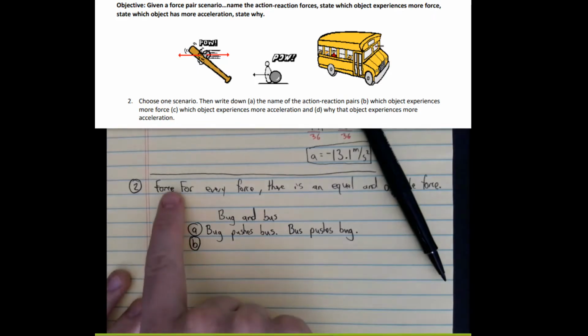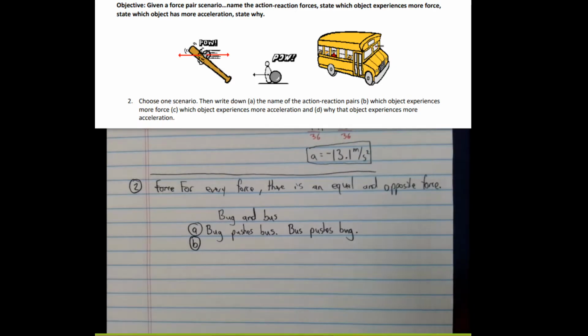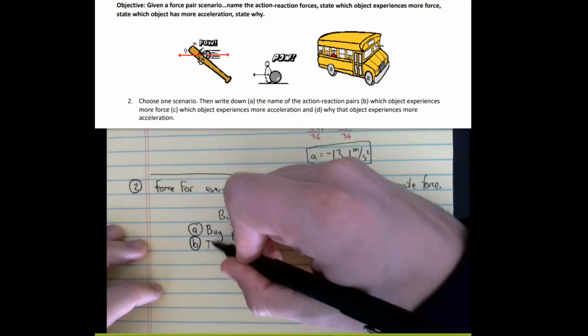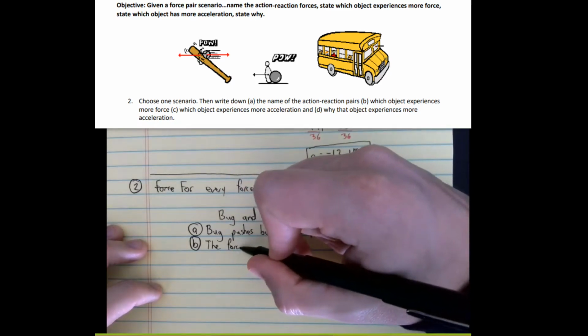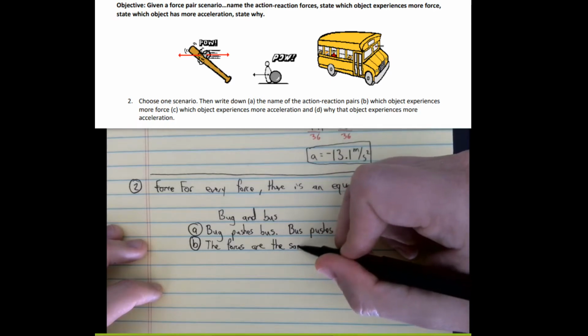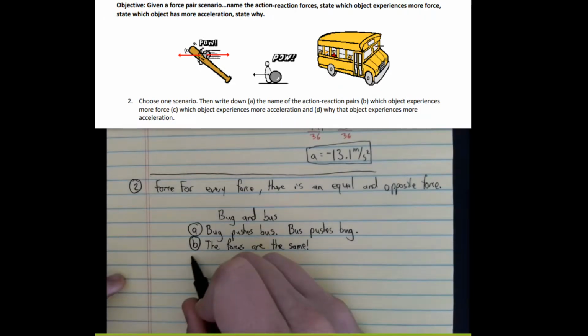Take a look at the law. There you go. You could say both or neither or same or equal. The point is the forces are the same. Neither force is larger than the other. The thing that differs is their acceleration, which is what C asks us.